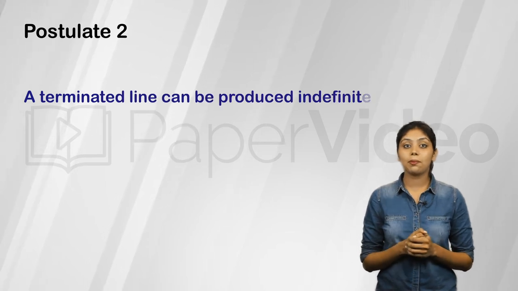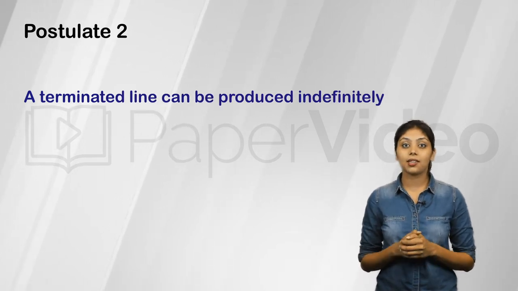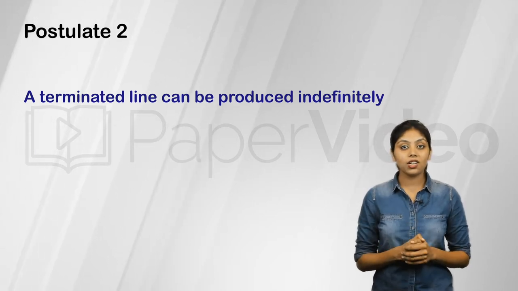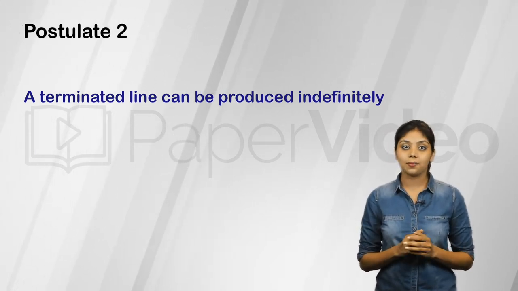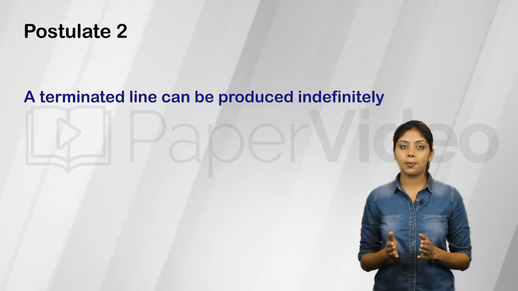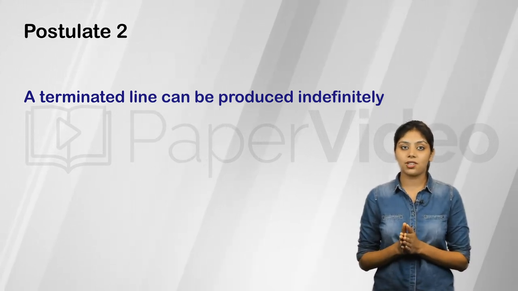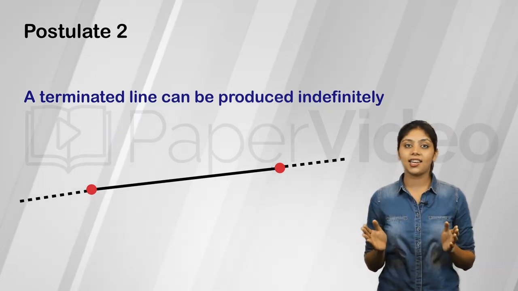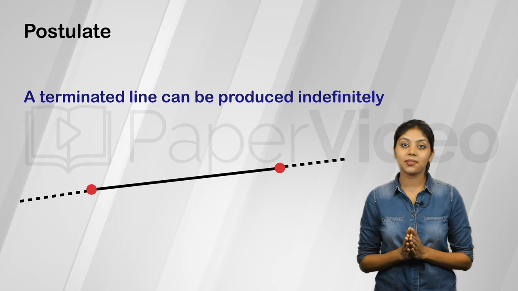According to the second postulate, a terminated line can be produced indefinitely. Note that what we call a line segment nowadays is what Euclid called a terminated line. So, according to the present day terms, the second postulate says that a line segment can be extended on either side endlessly to form a line.